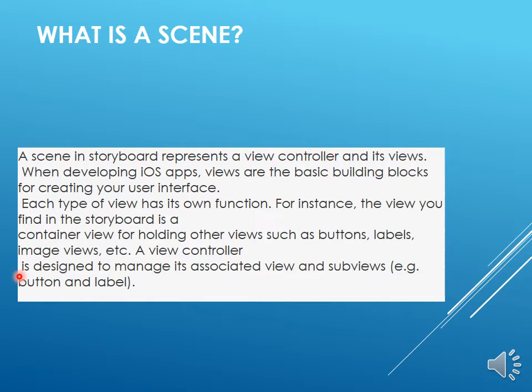The view we find in the storyboard is a container view. By default, it is a container view for holding other views such as buttons, labels, image views, etc. To hold different types of views, we have a container. In that container we will place our other things like buttons, labels, etc. A view controller is designed to manage its associated view and subviews, for example buttons and labels. It holds all the things together so that on different types of mobile devices, everything looks the same, so it bounds all the things.